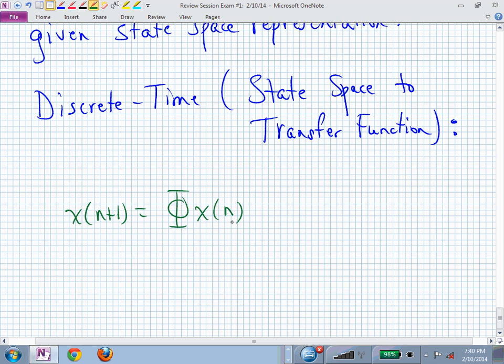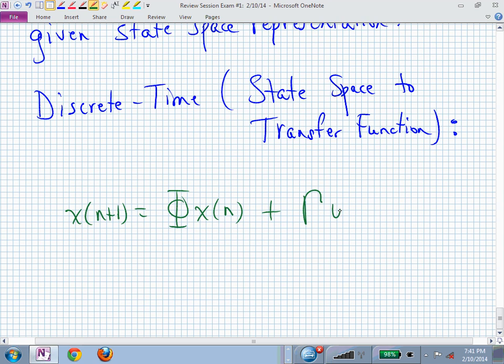It's then the system matrix phi times the state vector at time n. What's the dimension on phi if x, our state vector, is a 10 by 1 vector? Phi is square, isn't it? And it's 10 by 10.